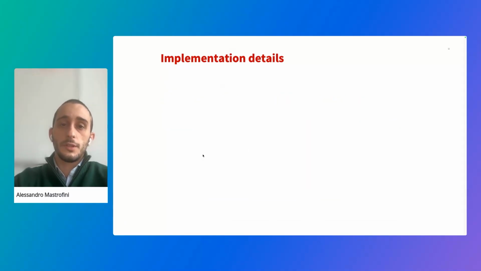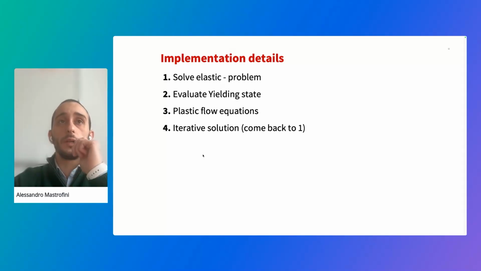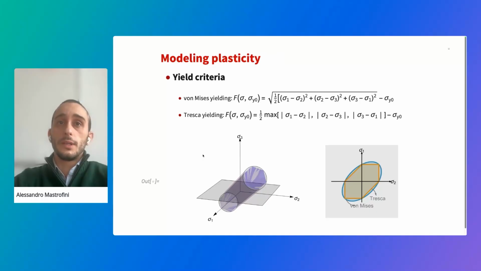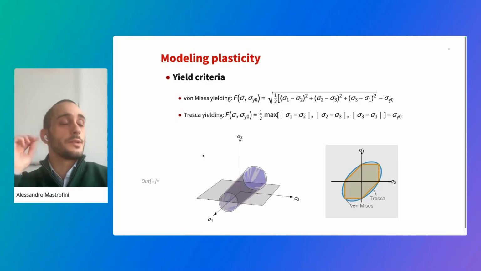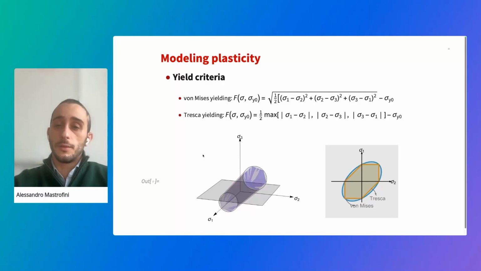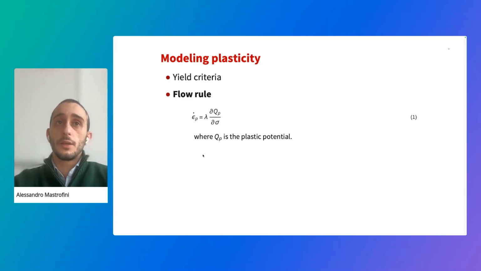Okay, so some implementation details. How is that possible? As I mentioned before, we need an iterative approach. We need a yielding criterion, so it's a measure of the stress level. And generally, we need to compare something which is the stress tensor to a scalar measure. And for that, we need some conversion function that can be the von Mises stress, the Tresca stress criterion, or we are going to see others for the soil. Then we have the flow rule.